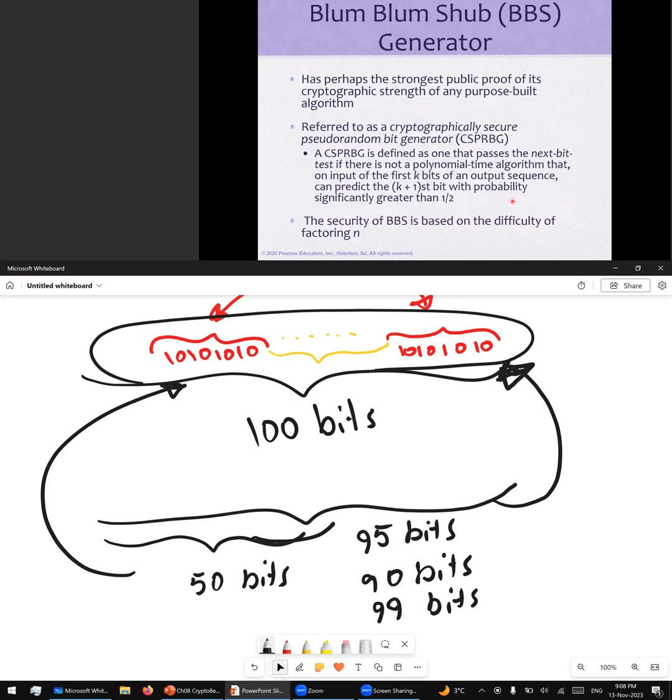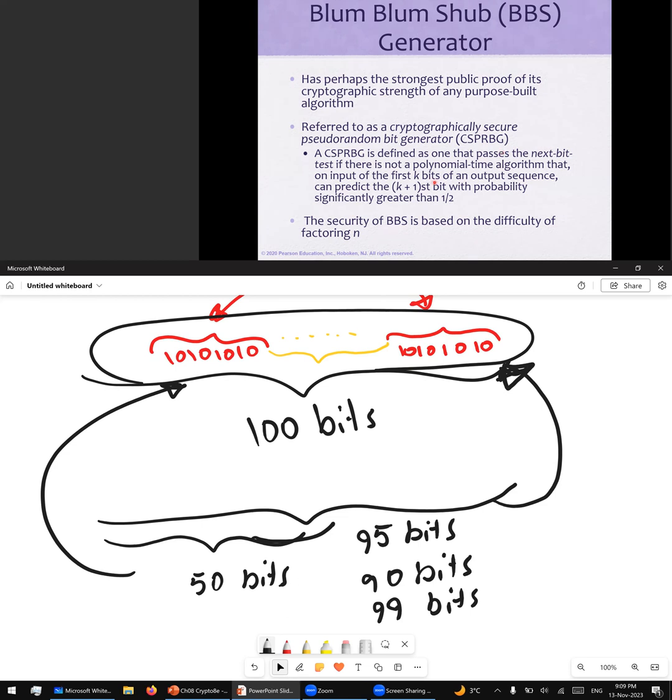One of the other purpose-built pseudo-random number generators is the Blum-Blum-Shub generator. It has the strongest public proof of its cryptographic strength of any purpose-built algorithm. It's a very strong PRNG, and it's cryptographically secure.